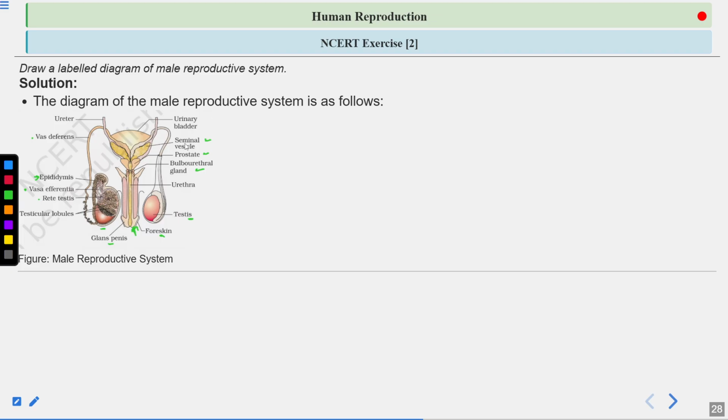Then the rest: the male reproductive system is also associated with the excretory system. So urinary bladder and ureter are parts of the excretory system. Ureters come from the kidney. There are two kidneys, so there will be two ureters, one coming out from each kidney.